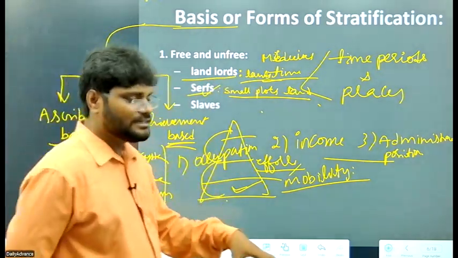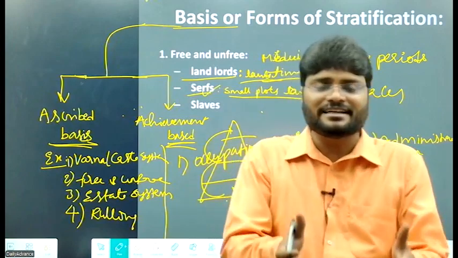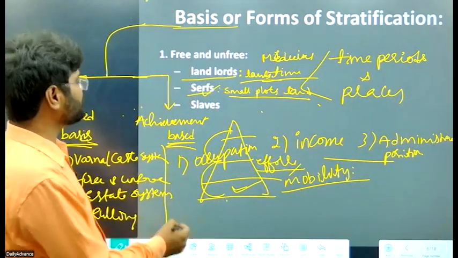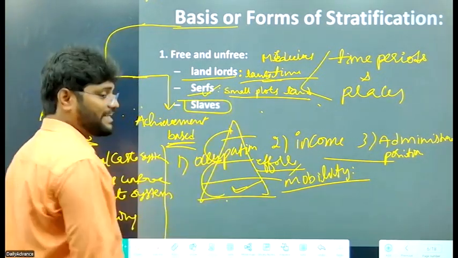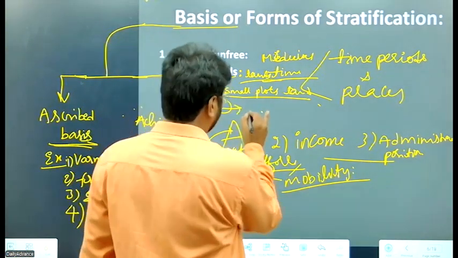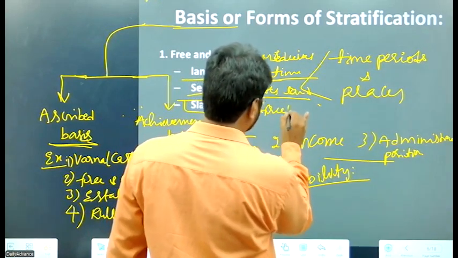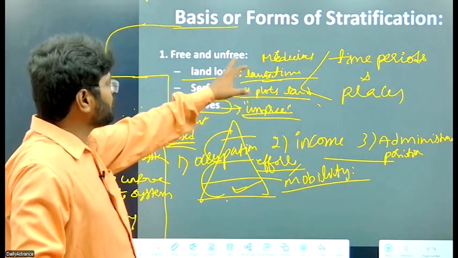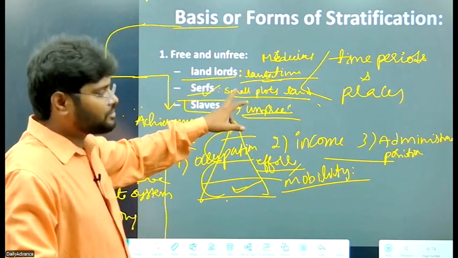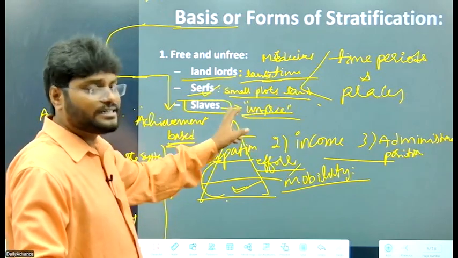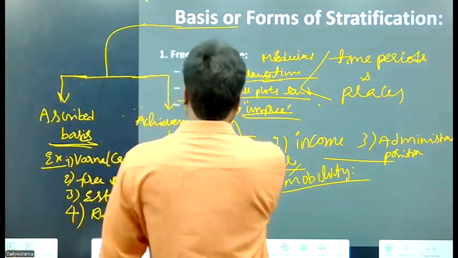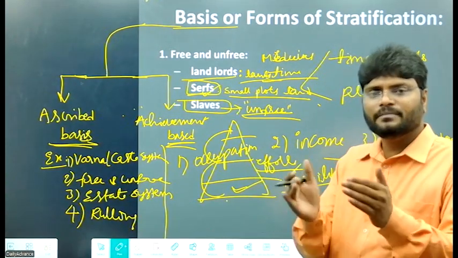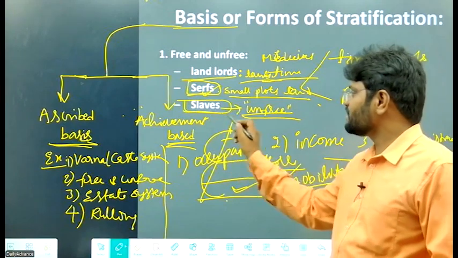Every landlord had some territory under control, and in the territory there were many serfs. Serfs did their own work as well as the landlord's work. But slaves were the third category in the stratification. They were completely unfree, with no rights or privileges. They were under the control of landlords, and whatever the master said had to be done by the slaves. Serfs were somewhat free. Landlords were completely free, serfs were somewhat free, but slaves were completely unfree.